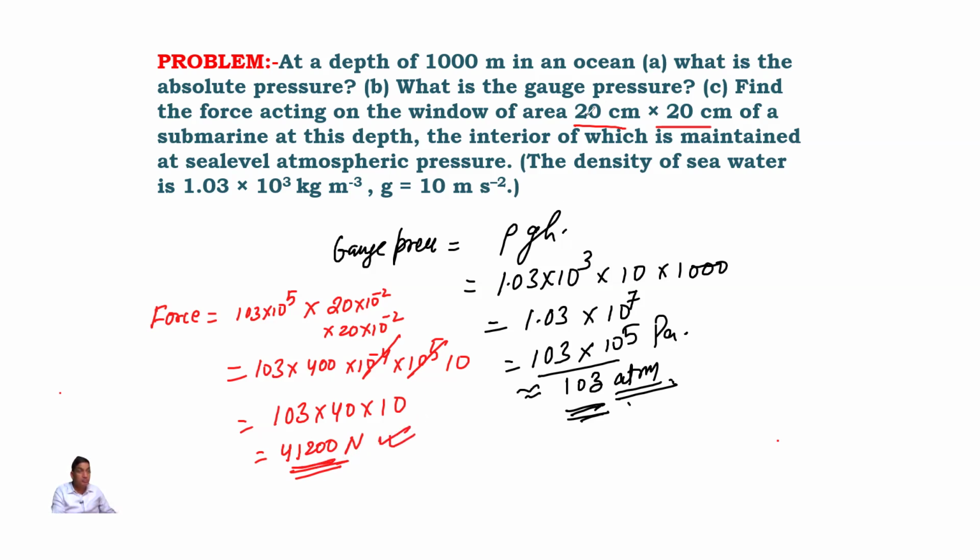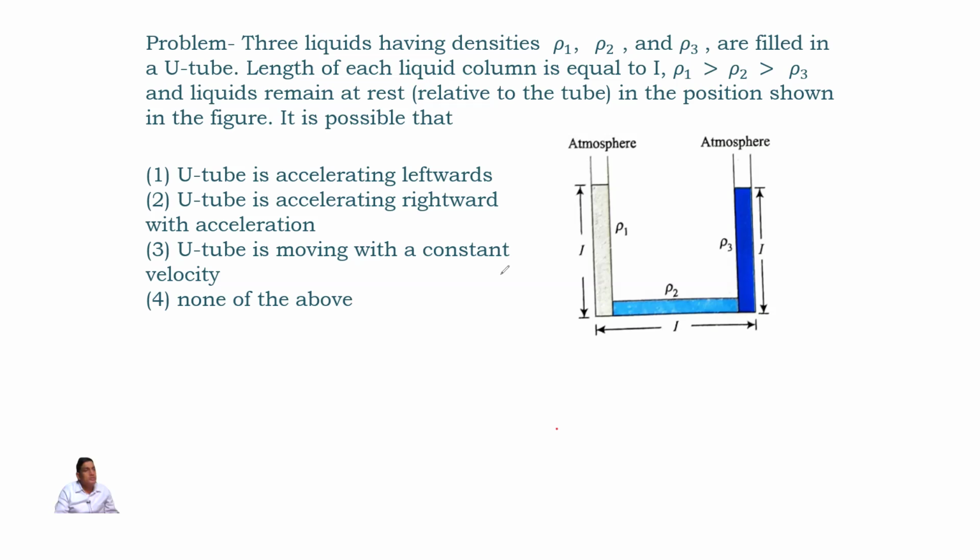So this is small, even this is small, 20 centimeter into 20 centimeter, which is not very large, and this small window will experience a force of this 41200. It means 41,200 Newton. That's too much. Now we'll see these questions.